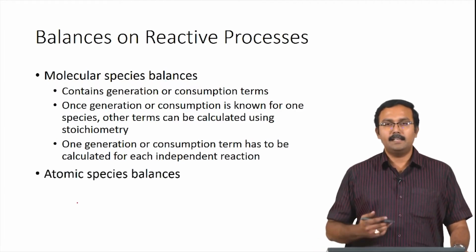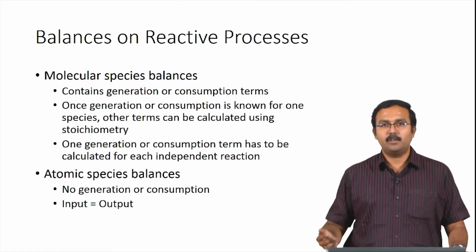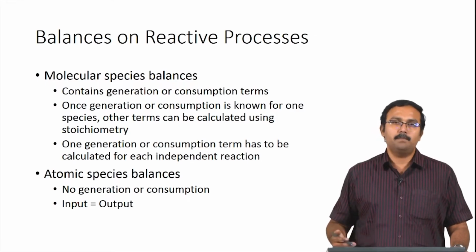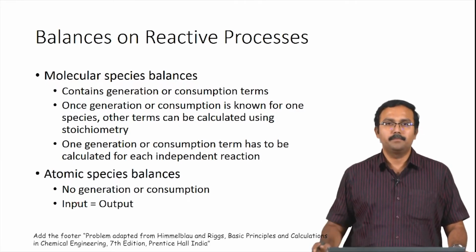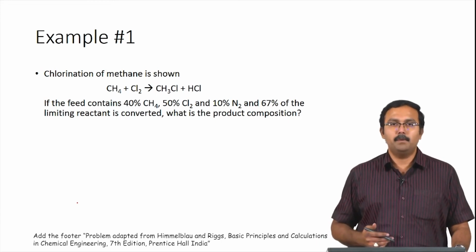We also can write atomic species balance, which is the second type of balances which we wrote. Here we do not have a generation or consumption term, so the equation simplifies to input equals output. Now that we have the fundamentals, let us look at this example problem.